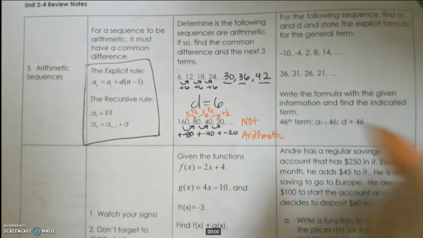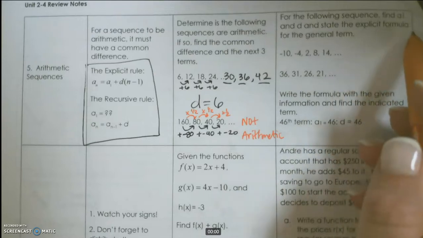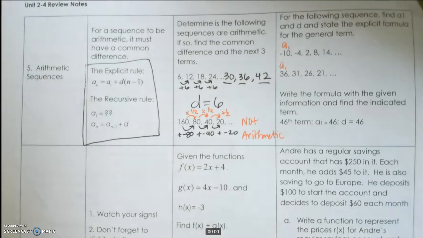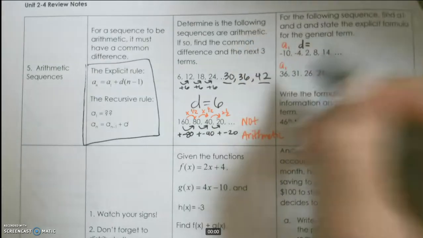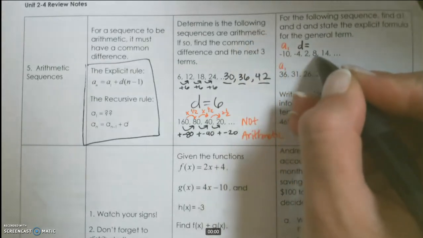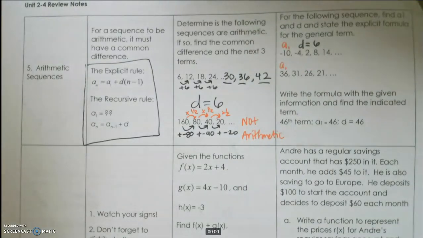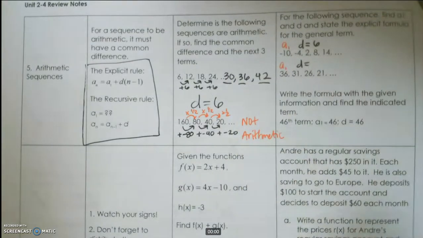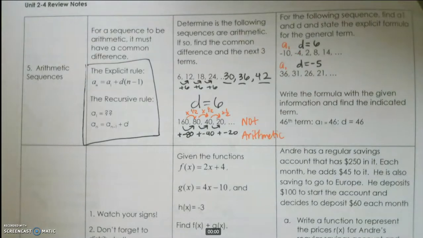All right. For the following sequences, find A sub 1 and D and state the explicit formula for the general term. Well, A sub 1 is the first term in the sequence. So there's A sub 1. Your D value is what you're adding by every single time. So it looks like for this one, we added 6, added 6, added 6, added 6. So my common difference is 6. For this one, it looks like you are adding a negative 5, or basically subtracting 5. So negative 5 is your common difference.